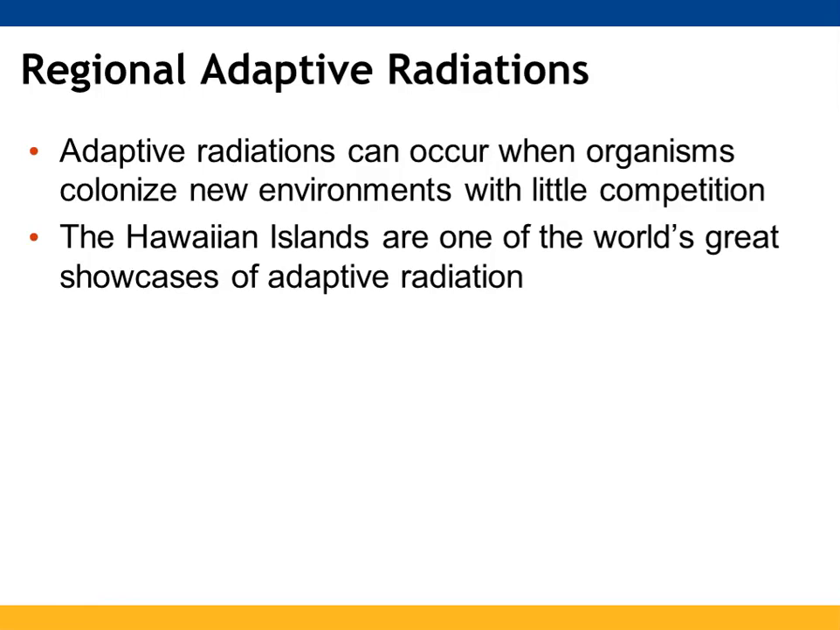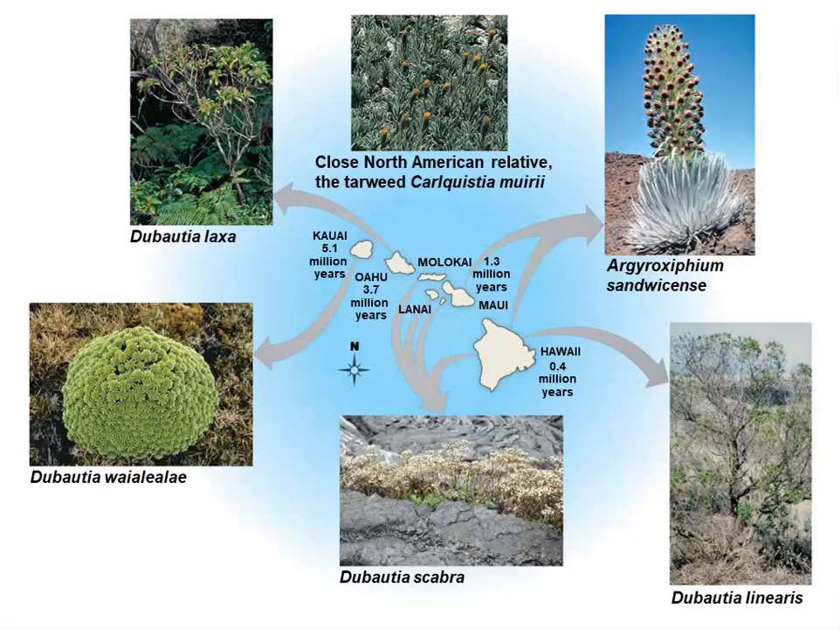We can also have regional adaptive radiations. These are when organisms are able to colonize new environments and they have little competition. The Hawaiian Islands are one great example of adaptive radiation. So here you can see on these islands all the different species that have been able to adapt to this environment.